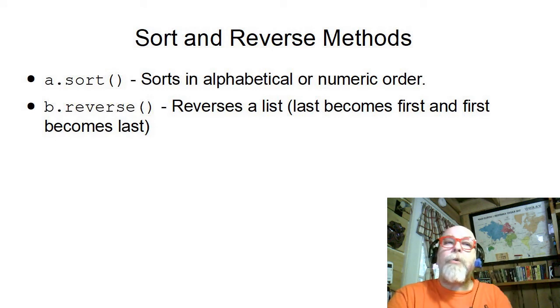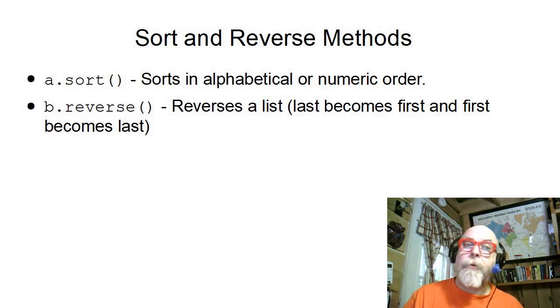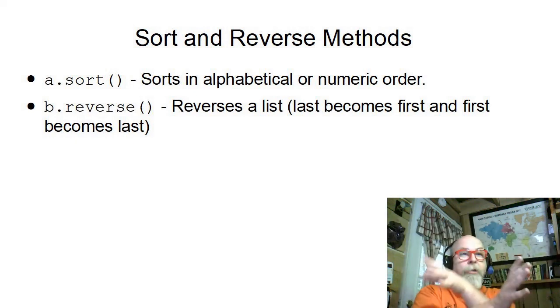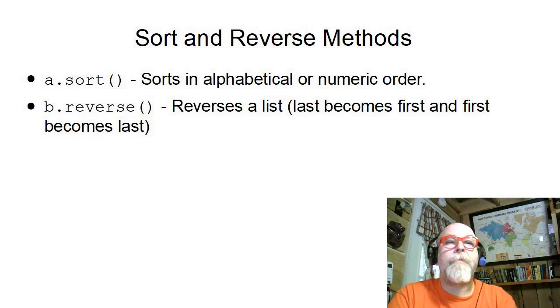So these 2 are sort and reverse, and sort does exactly what you think it would do. It's going to take a list and it's going to sort it into either numerical order or alphabetical order, depending on what's in the list. If there's a string anywhere in the list, it'll be in alphabetical order. If it's all numeric, it'll be in numerical order. And then the reverse method will take a list and switch it around. Play switcheroo, the last becomes first, first becomes last. It reverses the list. So let's take a look at some examples of sorting and reversing lists.